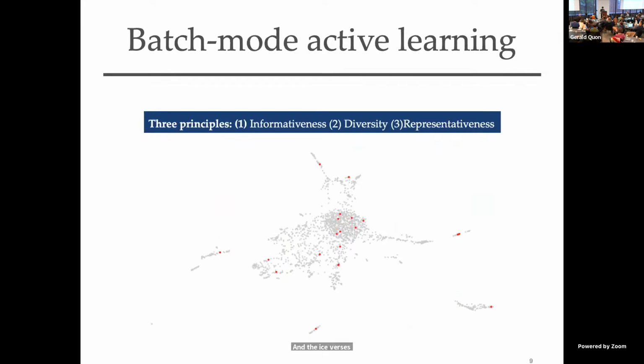Cool. So that was the problem setup. Now I'll talk about our method. Our method basically falls into the classic machine learning literature called batch mode active learning. In batch mode active learning, there are three basic principles called informativeness, diversity, and representativeness.